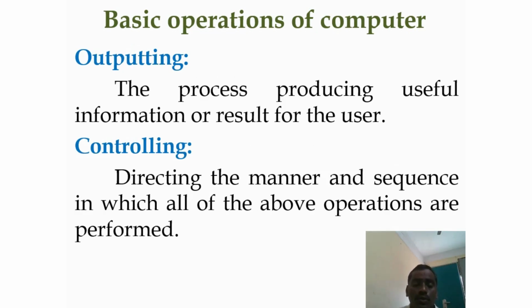Outputting means once you give the input, it will be stored and processed. After the process is completed, it will give some result as output. That is useful information which is understood by the human being. And the final one is controlling. Controlling means all the processes we take, from input, storage, processing and outputting, will be controlled by the control unit. That is directing the manner and the sequence in which all the above operations are performed. All operations are under the control unit only. These are the 5 basic operations which you can perform on the computer.